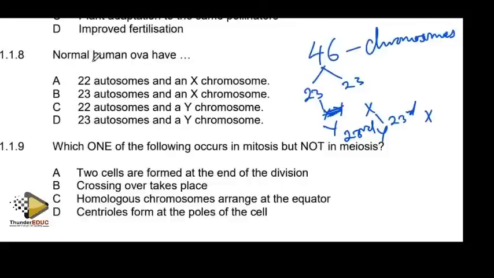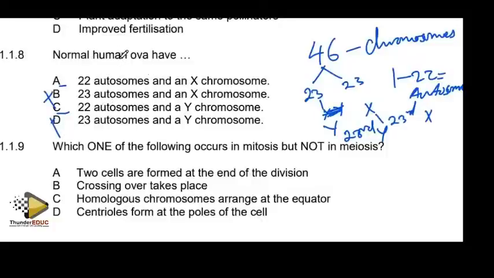Now they're saying that normal human ova have 22 autosomes. From chromosome number 1 until chromosome number 22, we call them autosomes in both male and female. So whenever I have 22, that answer could be correct. I have a 22 here, I have a 22 here. So these two answers are wrong, and we have wiped them out.